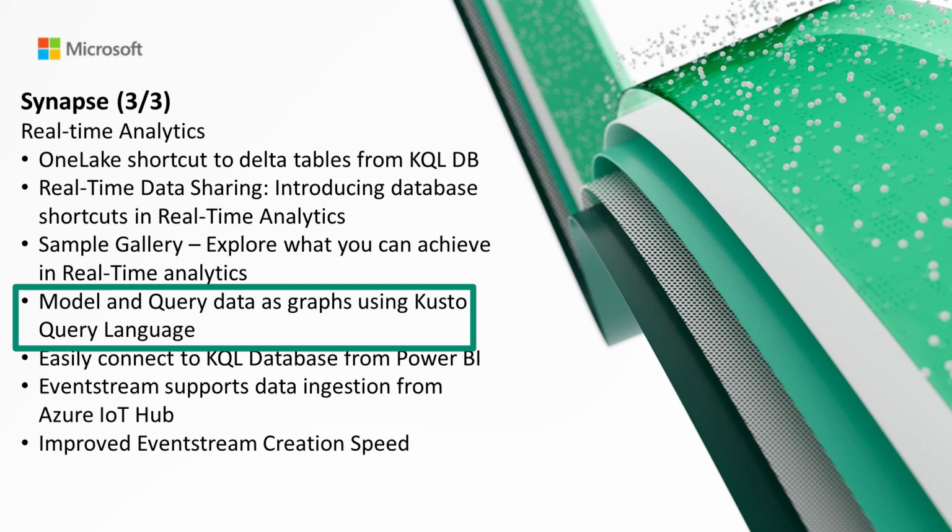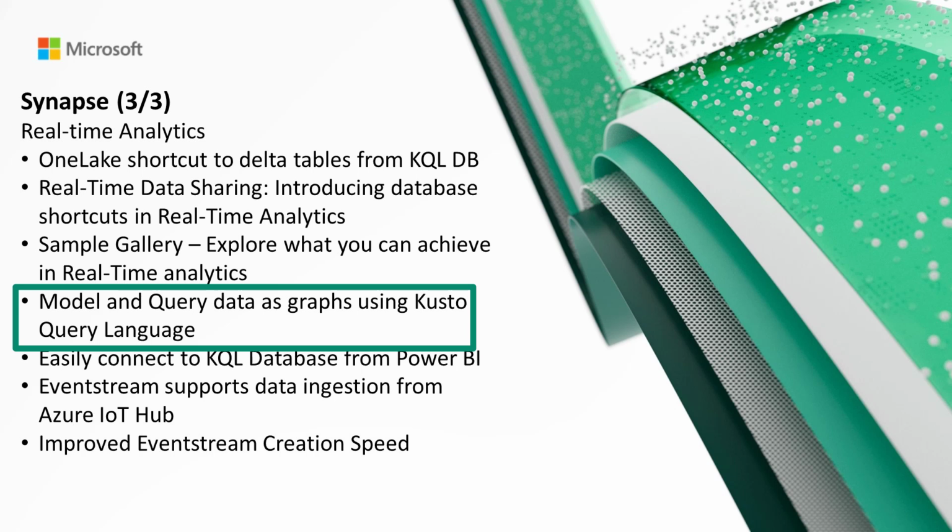Moving on, we've got modeling and querying data as graphs using Kusto Query Language. We're excited to share with you a new public preview feature of Kusto Query Language that allows you to model and query data as graphs. Graphs are useful for representing complex and dynamic data that involves many-to-many, hierarchical, or networked relationships, such as a social network, recommendation systems, connected assets, or knowledge graphs. By using KQL with graph semantics, you get the speed and scale of KQL queries with the flexibility and expressiveness of graphs.